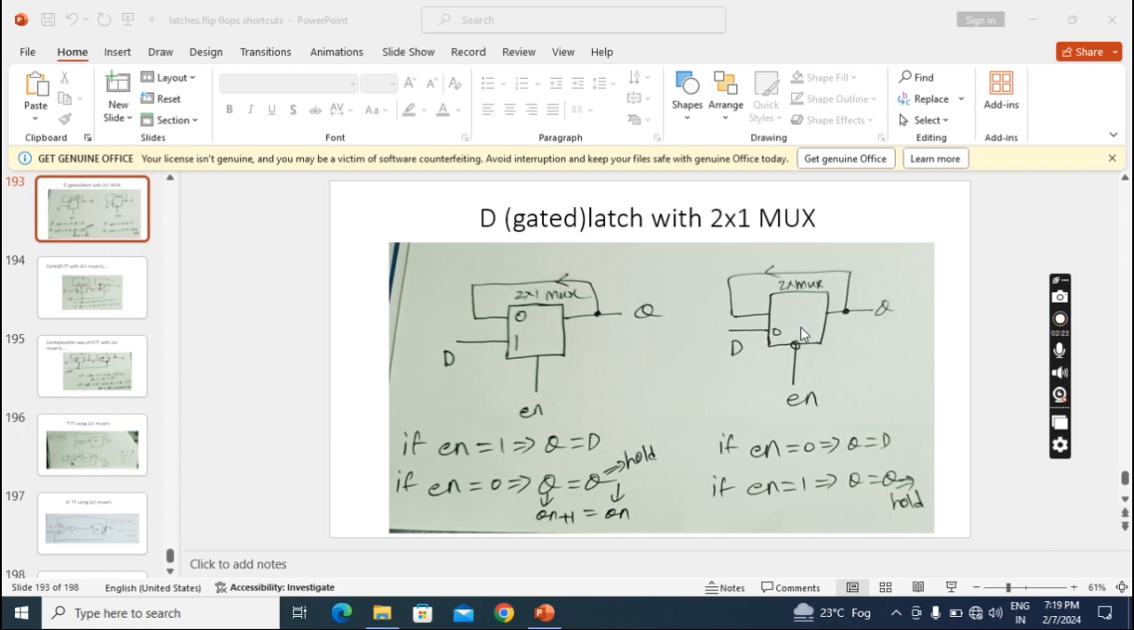Now coming to negative level latch, here for enable I kept a bubble. That's why it is an active negative level latch. When I apply 0, this D will be selected and it will go to the output. When I apply 1, it will become hold. Remember, when you apply 0 at enable, inside also you have to write 0.